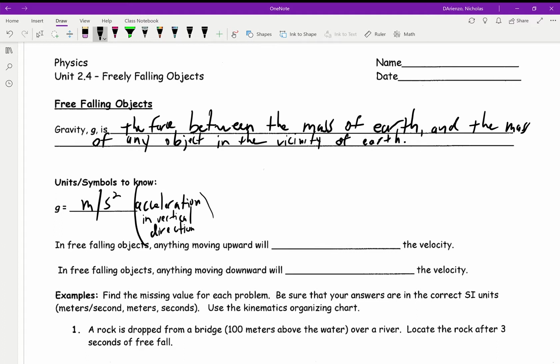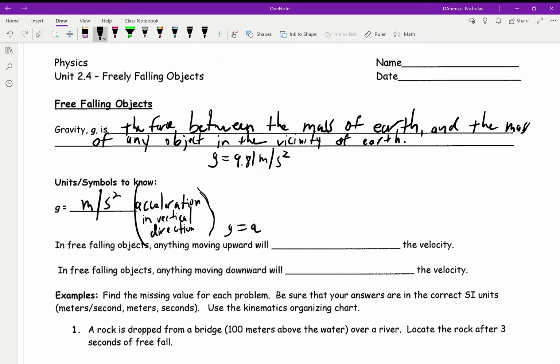So we talk about free fall, freely falling objects. g, our symbol for gravity, can also be replaced with our symbol for acceleration. So g is kind of equal to our acceleration. Now on Earth, g is equal to 9.81 meters per second squared. And we can find this on the front of our reference table.